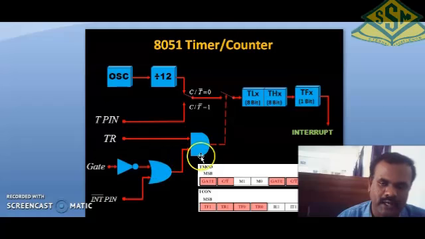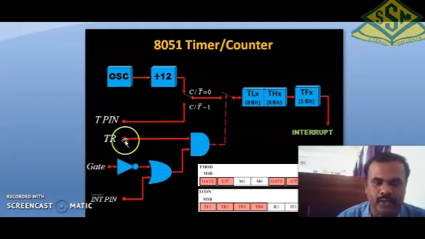The output is connected to the AND gate. For an AND gate, normally when both inputs are high, only then is the output high. The timer run bit is connected to the other input. Initially the run bit is set to the value 1, and then it starts.